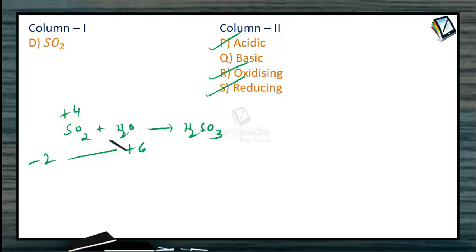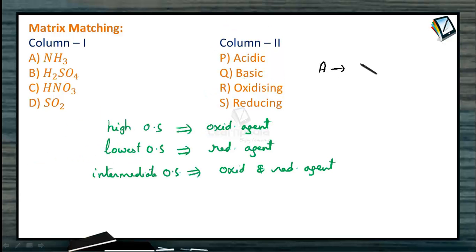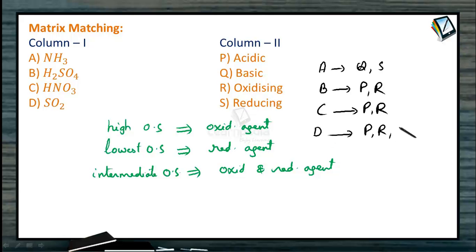You might have learned under the 16th group elements the oxidizing properties as well as reducing properties of sulfur dioxide. So the correct matching is like this. For A, it is Q as well as S. For B, it is P and R. For C, it is again P and R. For D, it is P, R and S.